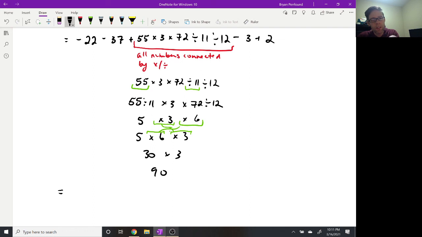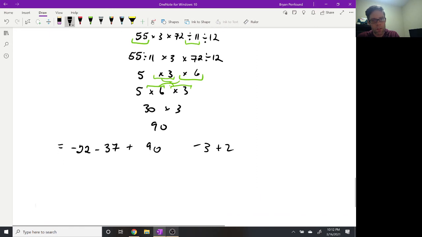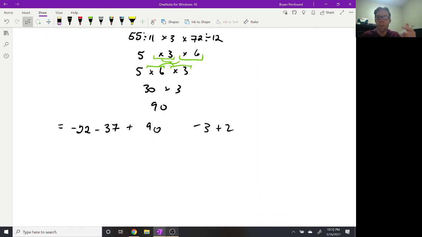Okay, so let's go back and see what we have left over up top. We haven't really dealt with the negative 22 minus 37 yet. Then we're going to have a plus 90 that we just evaluated. And then over here at the end, we have a minus 3 plus 2. So this is what we've boiled this down to. Now we're inside of tier 3. And again, I can move these numbers around a little bit if I need to, to potentially make them nice to work with.